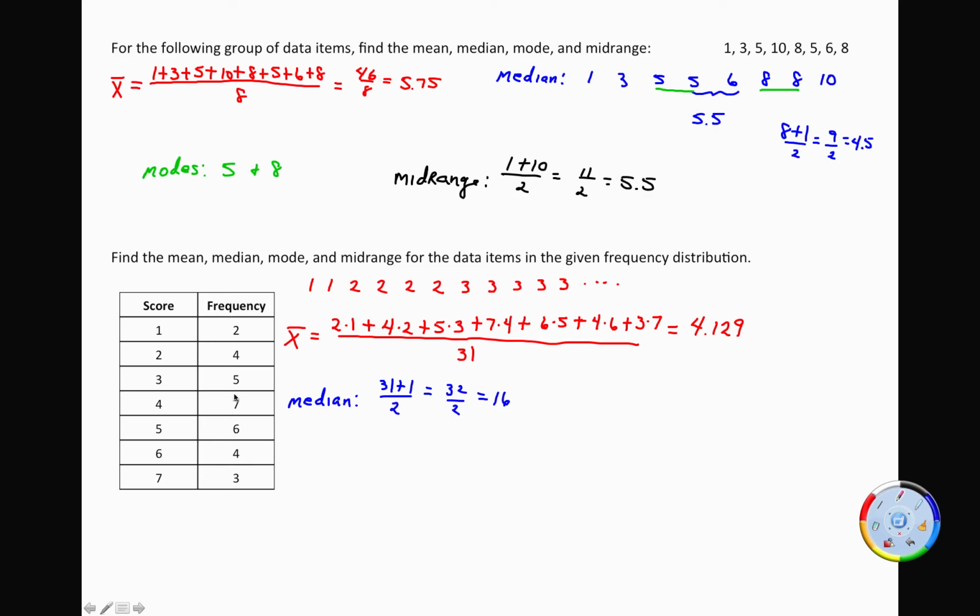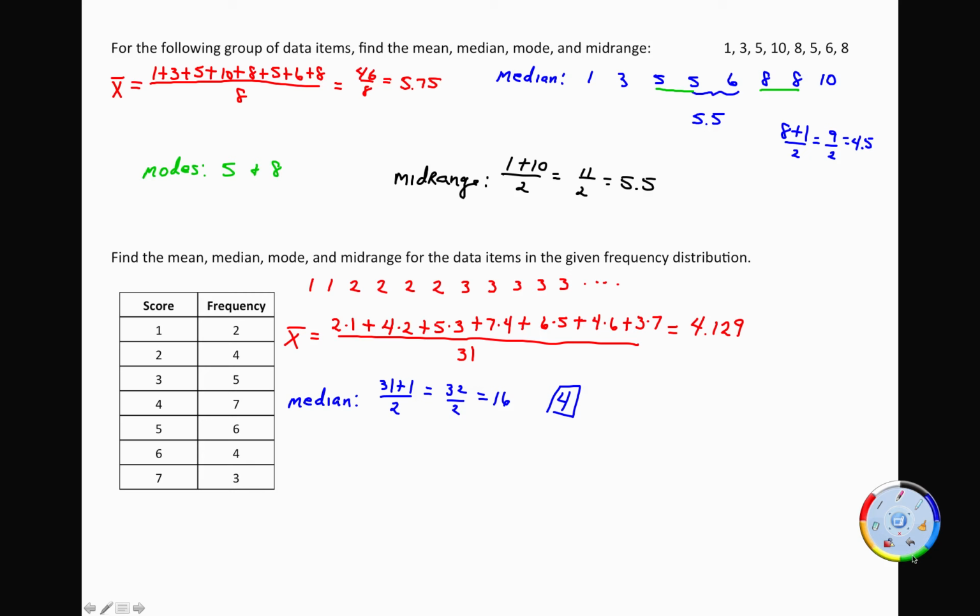Not only the 16th, it's the 12th, 13th, 14th, 15th, 16th, 17th, and 18th position. But I don't care about that. The 16th number in my list when they're in order is a 4. So 4 is my median.